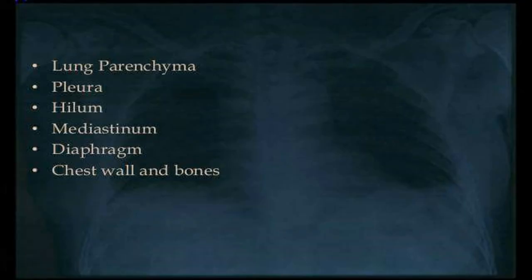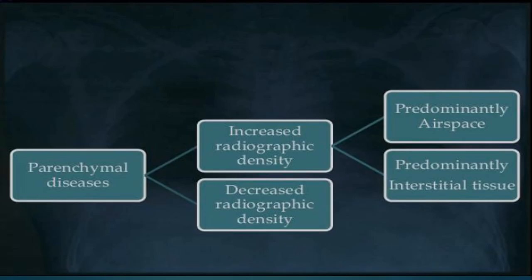So, regarding the chest X-ray, first of all, what do we have to look for? We have to look for these 6 things that we need to know about and examine in every chest X-ray. These are the lung parenchyma, the pleura, the hilum, the mediastinum, the diaphragm, and the chest wall and other bones. So, first of all, let's start with the lungs.